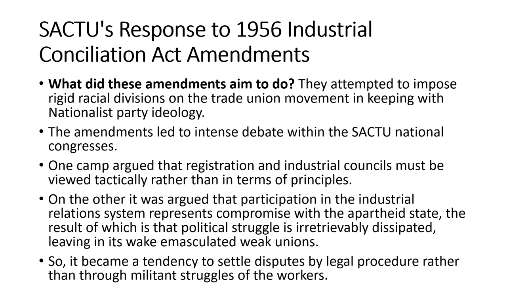So now we're going to look at SACTU's response to the 1956 Industrial Conciliation Act amendments. So what did these amendments do, right? So the new bill was designed to weaken the trade union movement by dividing the movement along racial lines, and depriving it not only of its right to strike, but also of its right to control its own funds and to elect its own officials.